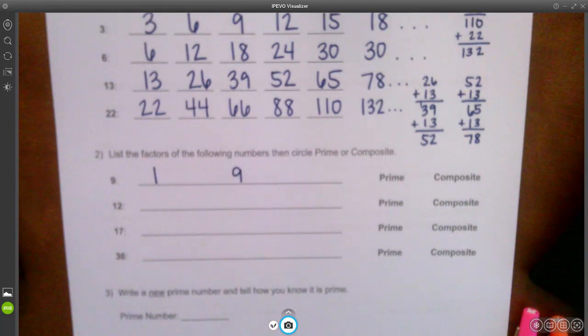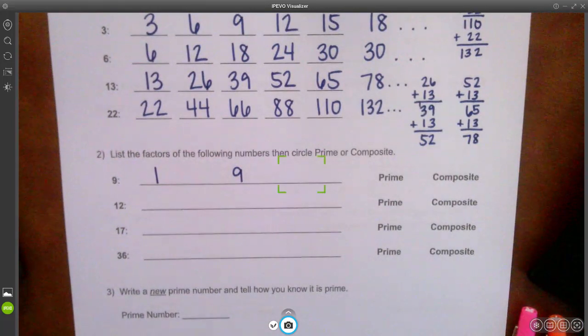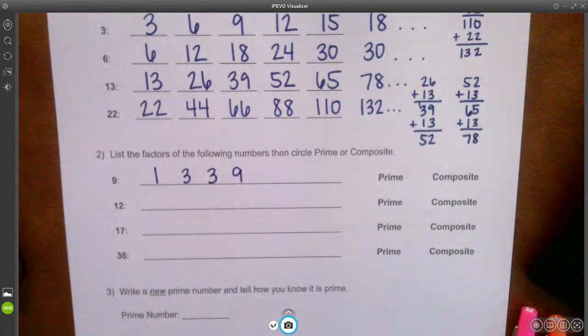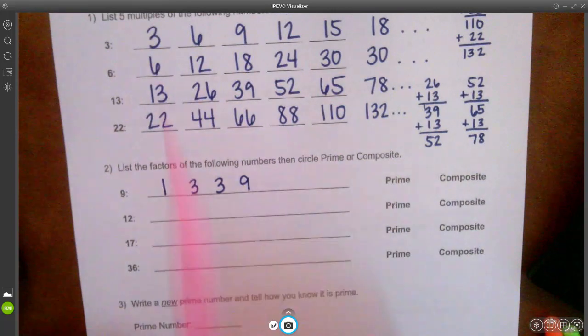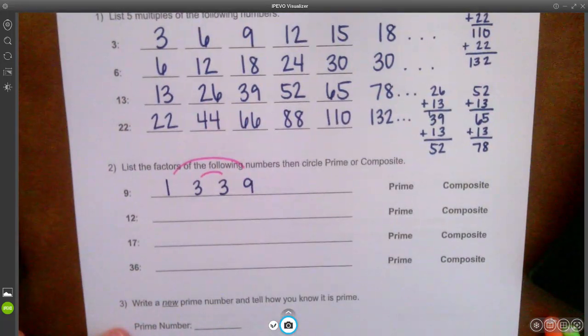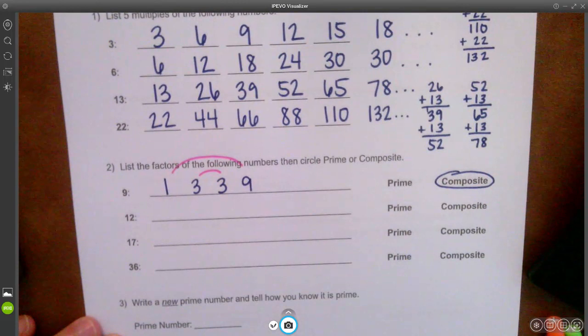2 does not work because 9 is not an even number, but 3 works, 3 times 3. And it's okay if you have it kind of listed in a rainbow way like this. You also could have it paired up, with factor pairs is fine. All right, if it was only 1 and 9, it would be a prime number, but it also has 3 times 3. So that makes it composite.